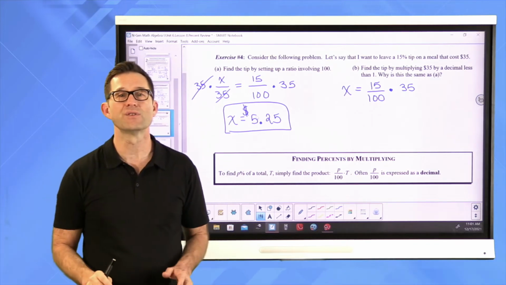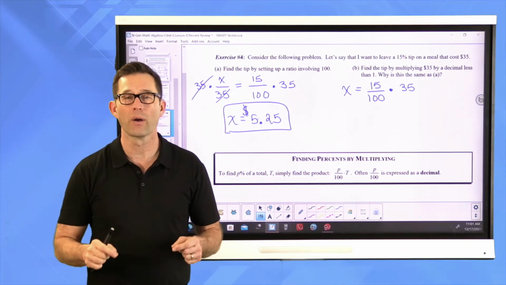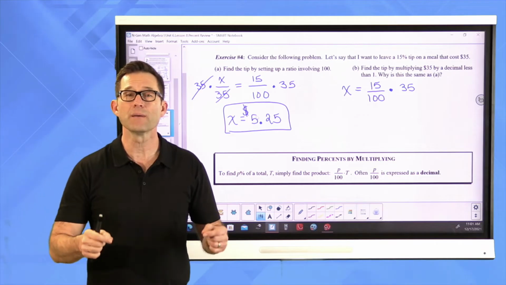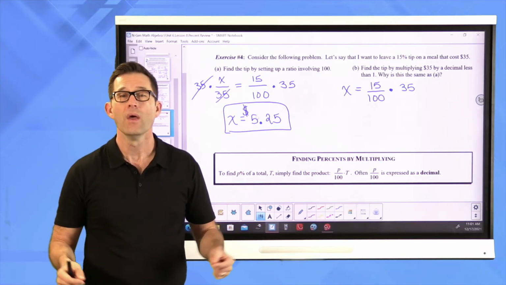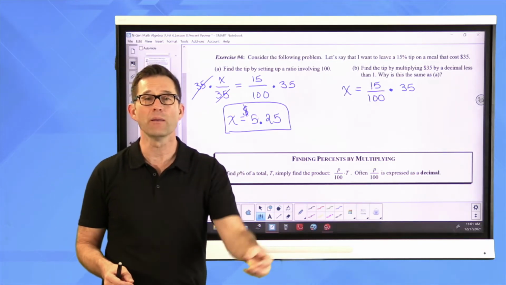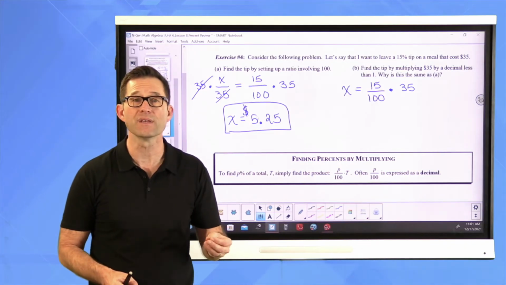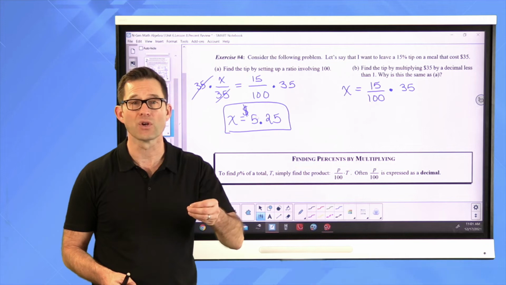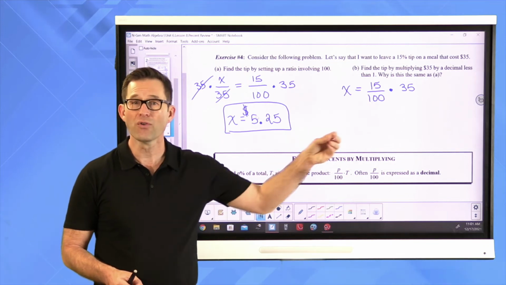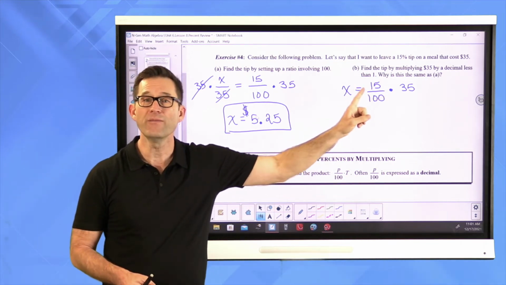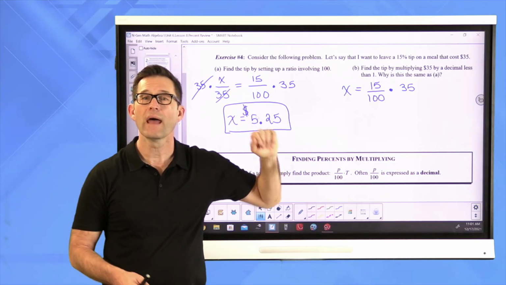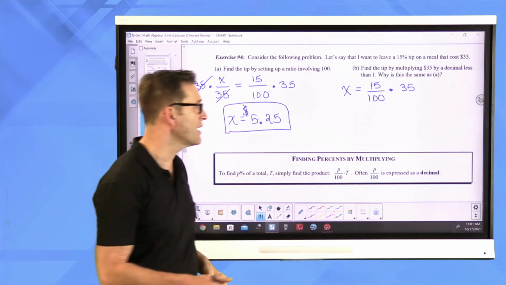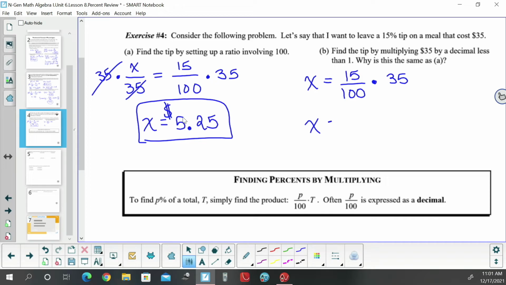This really goes to a deep understanding about what a percent is. A percent is simply a fraction out of 100. So when I say that the tip is 15%, what I'm really saying is it is 15 100ths of the original, right? I am multiplying the original by 15 100ths. Now, what is 15 100ths as a decimal?